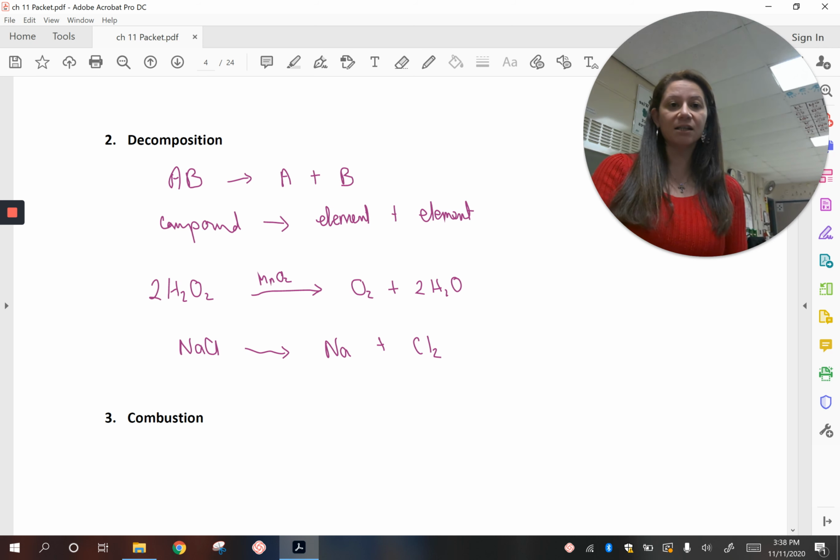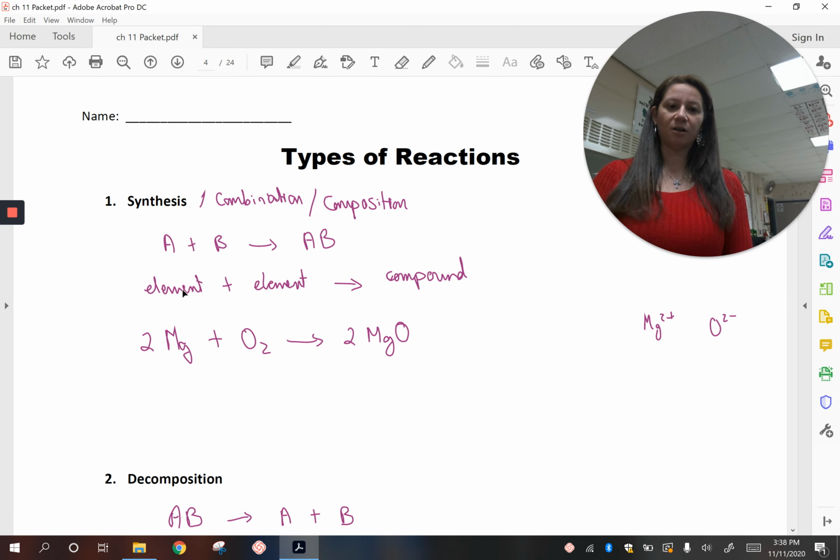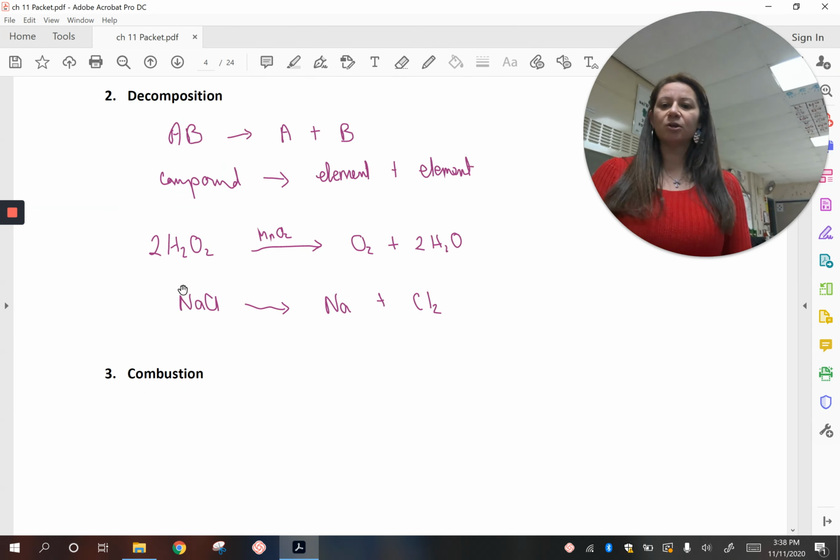So how do you recognize that you have a decomposition reaction? Well, your reactant is going to be just one compound. That's all. So the only thing that that compound can do is break down. So decomposition is the exact opposite of synthesis. Let's look at the next type.